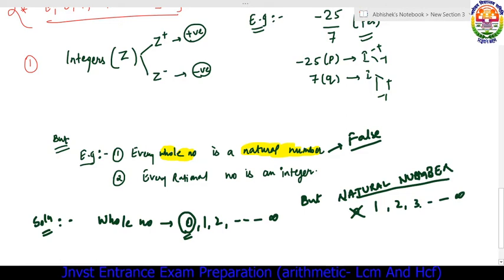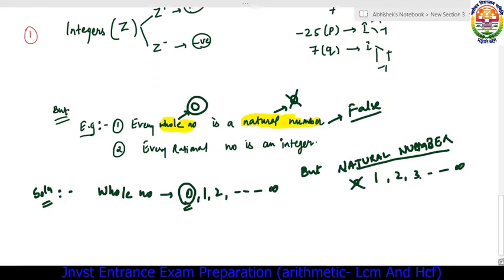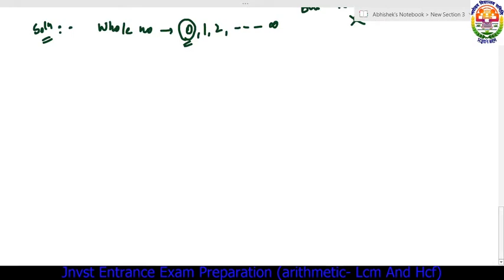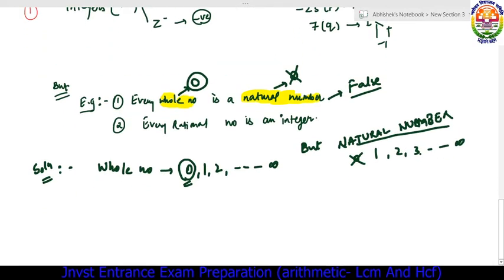because whole numbers include 0, but natural numbers do not include 0, so it contradicts. So the answer is false. Now take the second example. Every rational number is an integer.